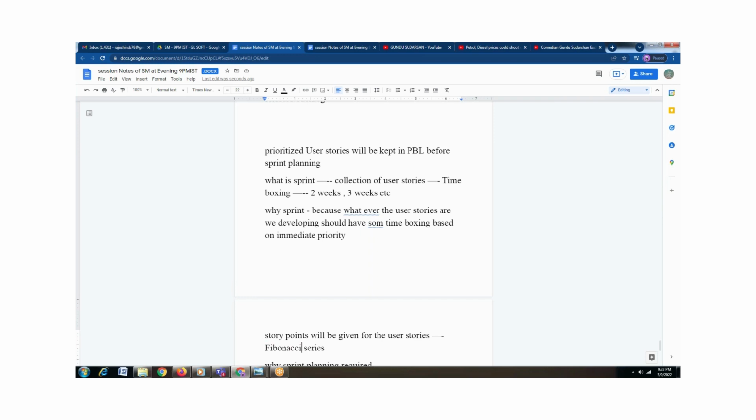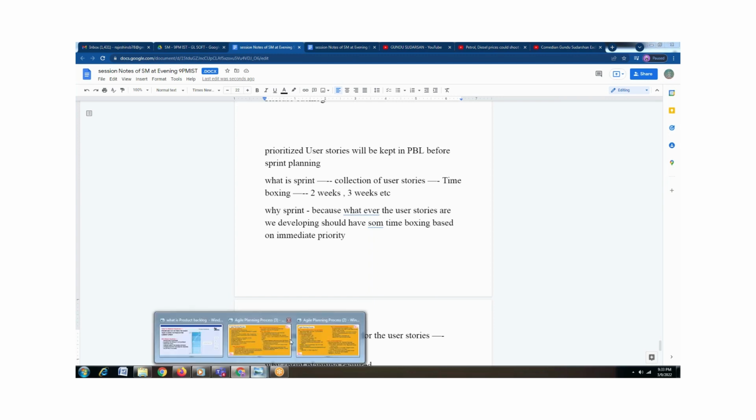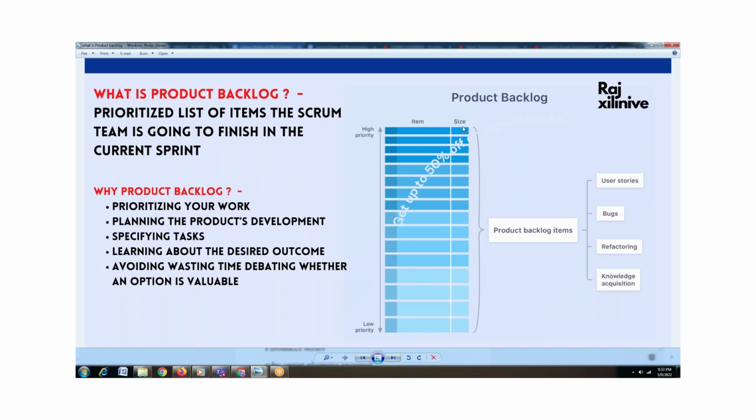Now, whenever we are putting all this in the product backlog, in these items here we have to write down the size. Size means we have to decide what story point we give for this particular user story. This is what we call estimation. We have to do the estimation. On what basis are you doing this estimation?